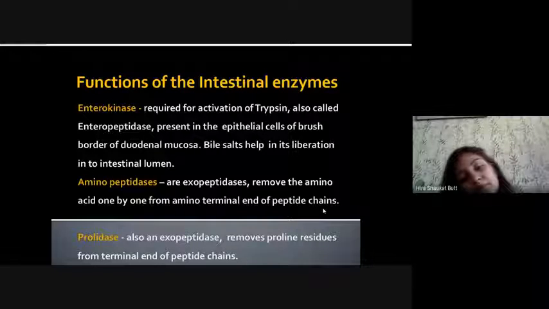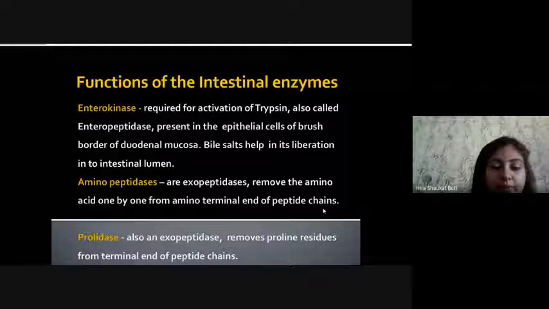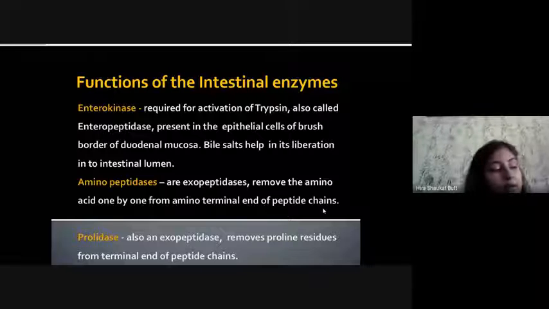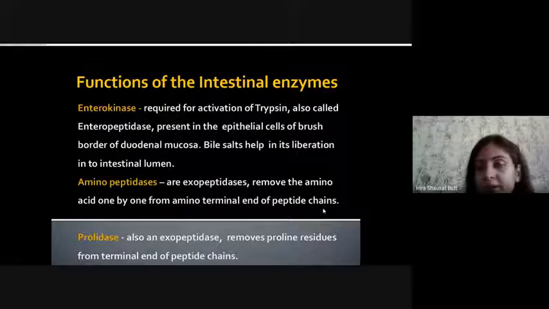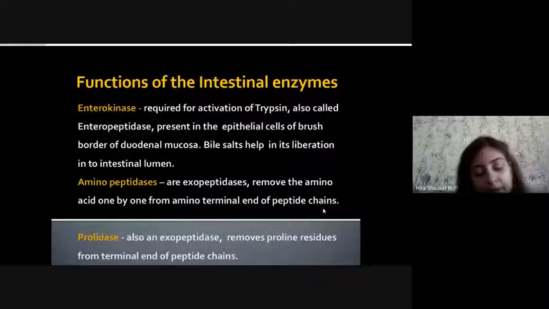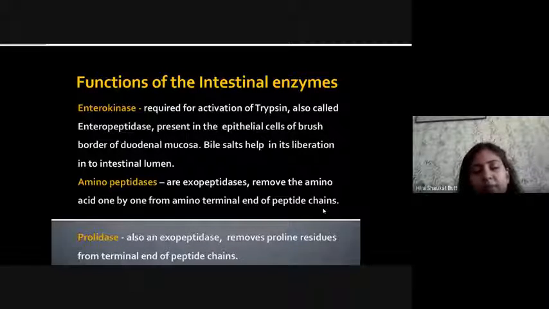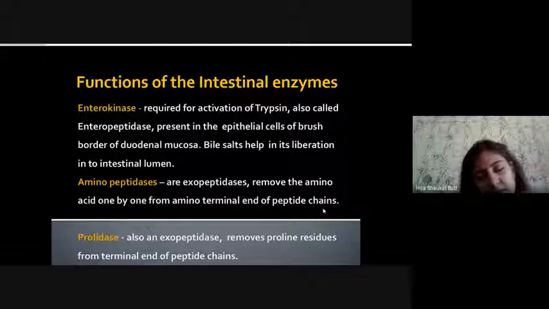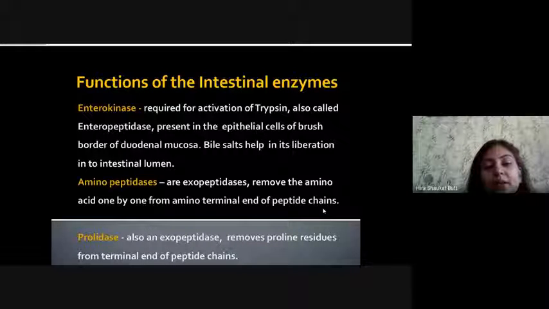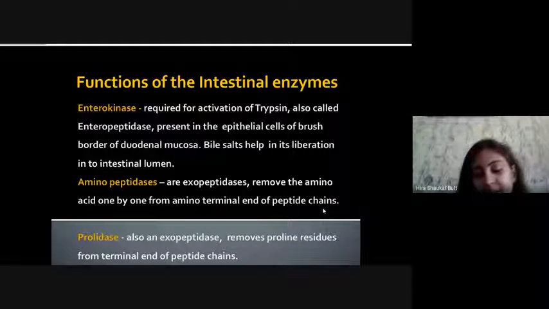And the prolidase, the breakdown of small peptide chains into the free amino acids. The oral cavity did nothing with the protein or the polypeptide chain. The gastric juice divided some of these polypeptide chains into peptide chains and into the peptones. And the intestinal juice and the pancreatic juice lead to complete breakdown of the peptide bonds and the peptide chains.